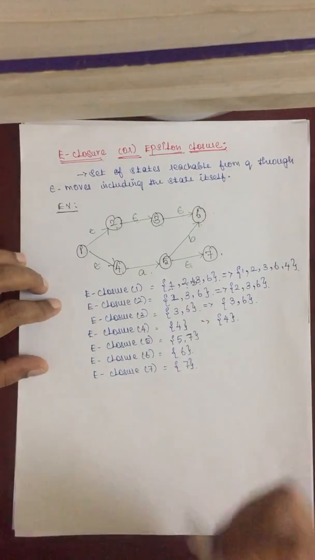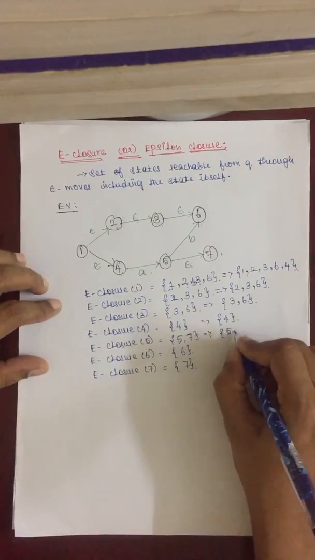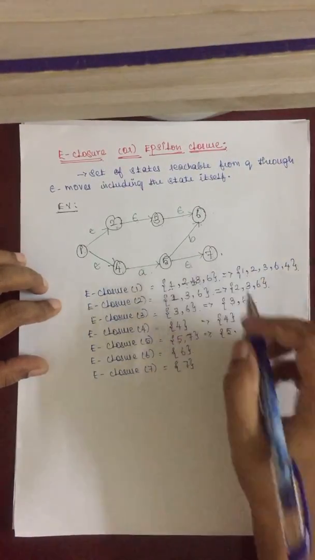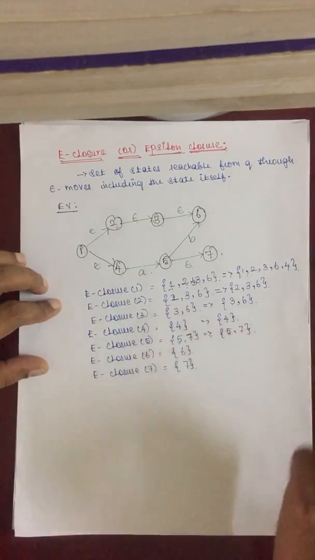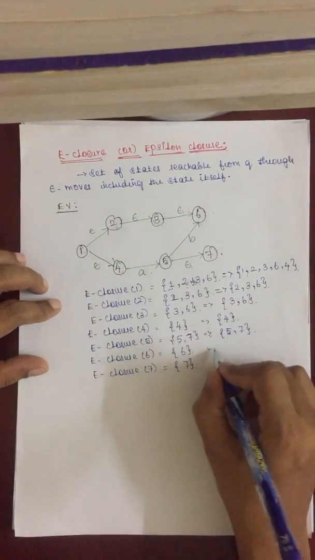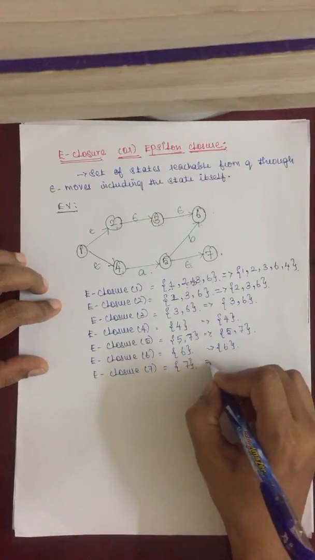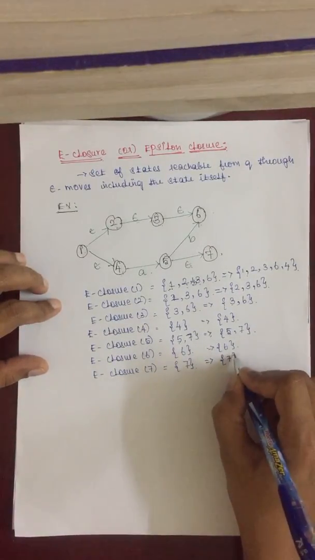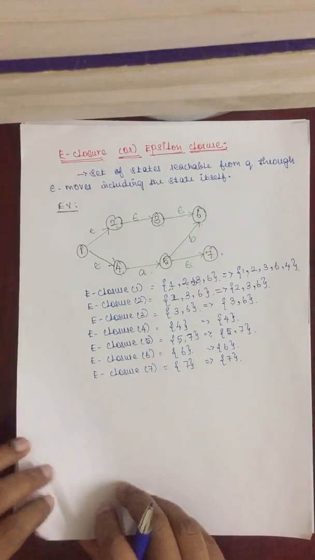so only 4. Then the epsilon closure for the state 5: the state itself, and then 5 with the help of epsilon goes to the state 7. From the state 7 there is no epsilon transition available, so we are closing it. Then the epsilon closure for the state 6: there is no epsilon transition from the state 6, so only 6 is written inside the set. For 7 also there is no epsilon transition available, so only 7 remains in the set.